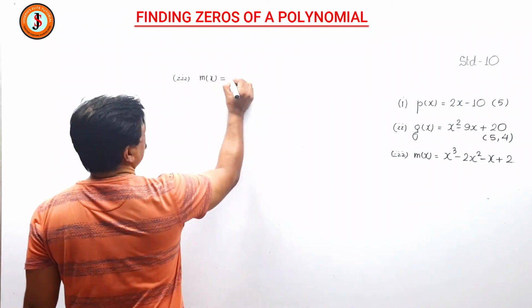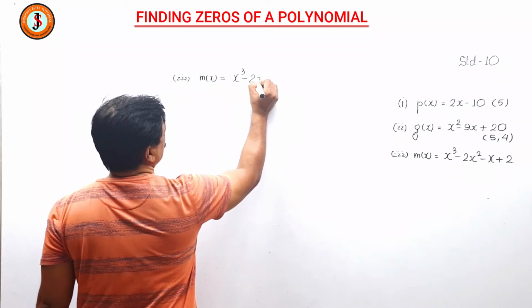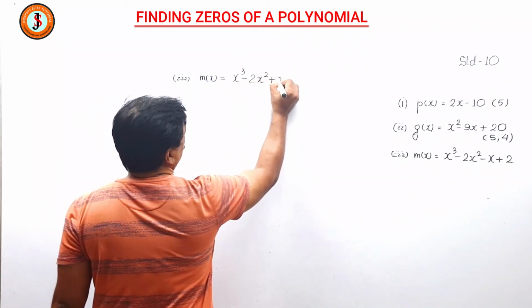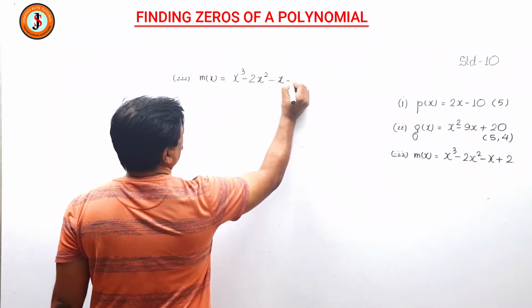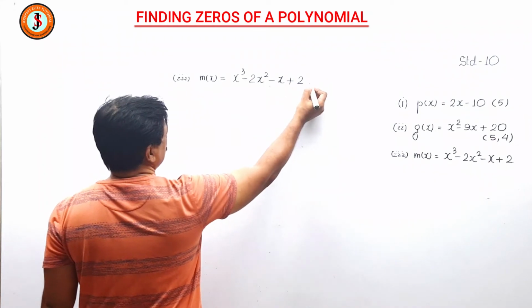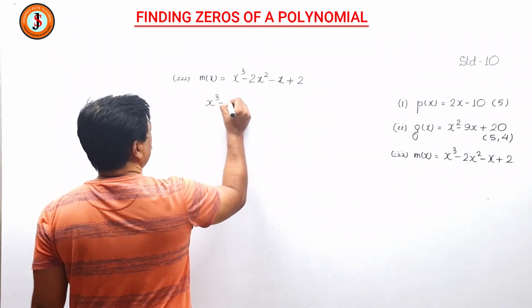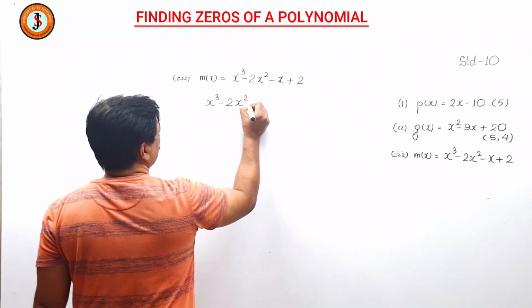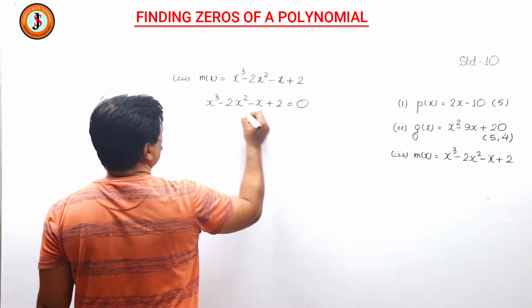Mx should be equal to 0. So x cube minus 2x square minus x plus 2. So I factorize. Mx is this thing, but it should be equal to 0. So that means x cube minus 2x square minus x plus 2 is equal to 0.